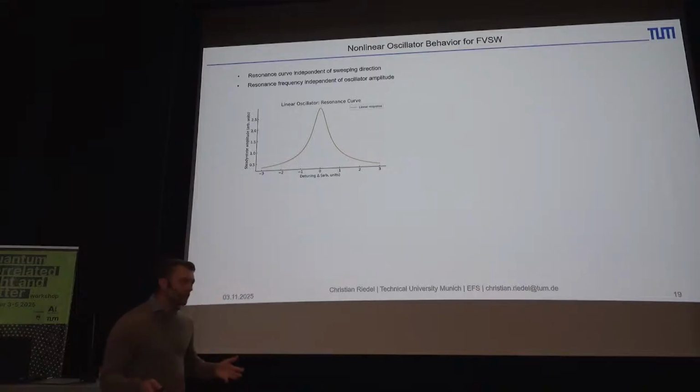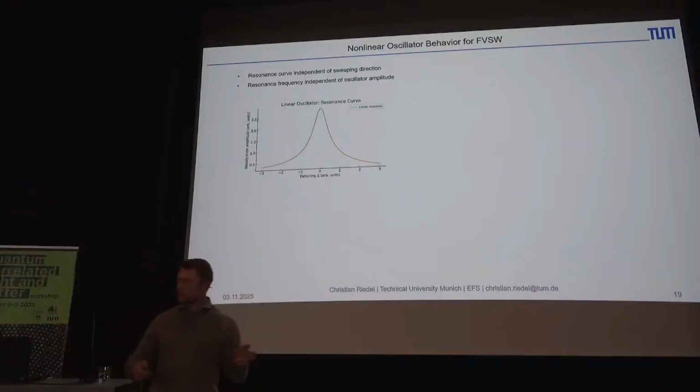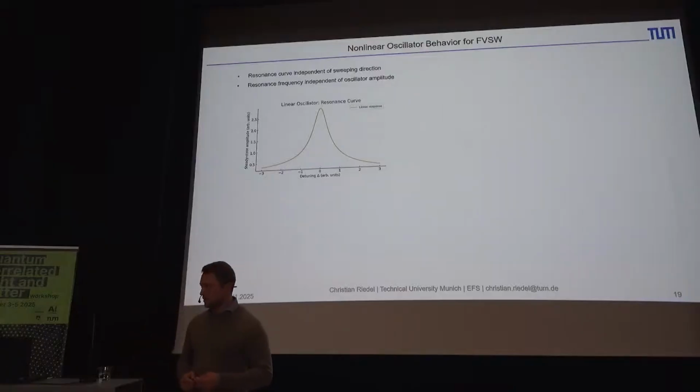First, the linear oscillator behavior is very simple. If you have a resonance frequency here, then the amplitude of your oscillator, a string oscillator in the easiest case, does not depend on whether you scan from low to higher values through your resonance or the other way around. It always stays at the very same frequency and at the very same amplitude.